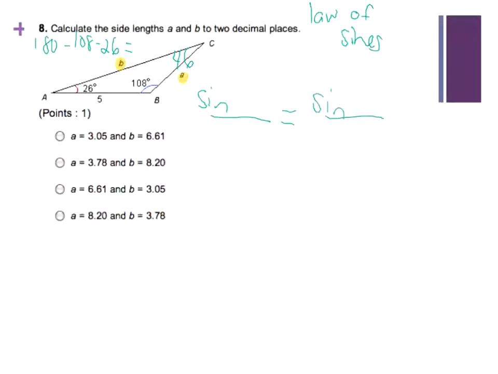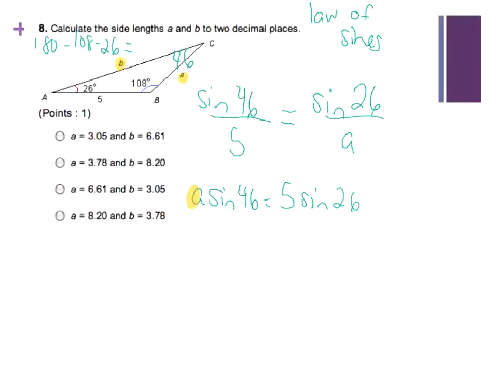I'm just going to quickly give us a fraction here, my proportions. So I can say sine of 46 is to 5 as, and we can just pick one. Let's do our A first. As sine 26 is to A. It's just angle over its matching side, angle over its matching side. To solve, we're going to cross multiply. So I get A sine 46 equals 5 sine 26.